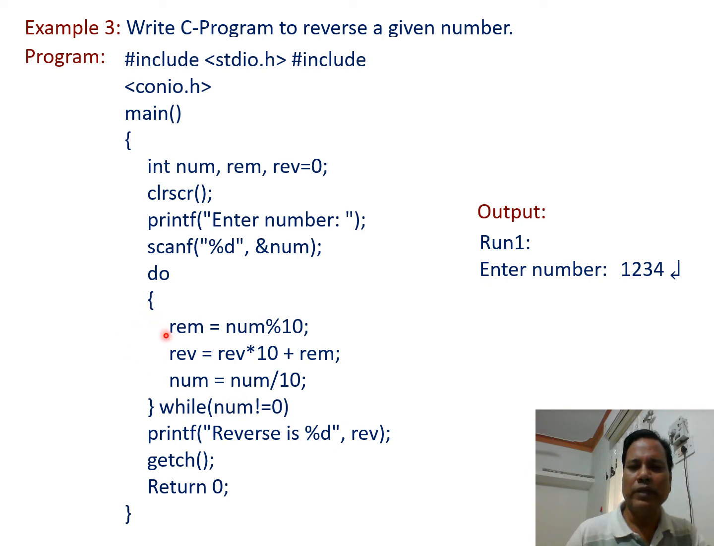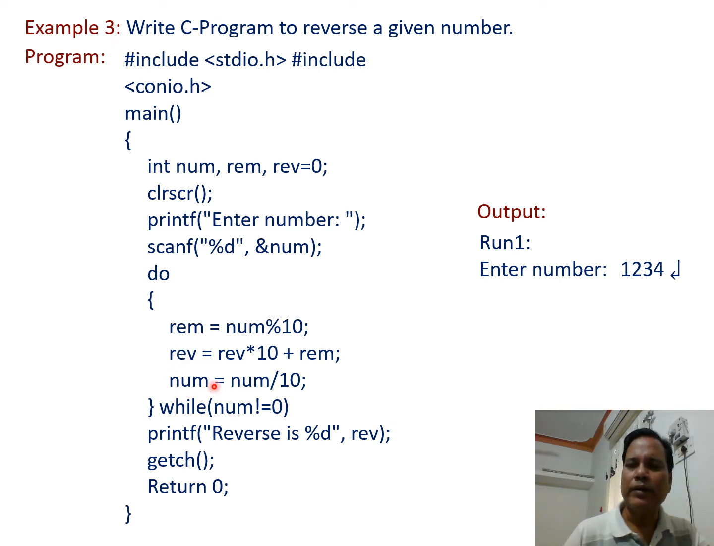So again we execute the body of the do while loop. The second time we separate the 3, and when we run the second statement in the do while body, rev * 10 + remainder. The value of rev is 4, so 4 * 10 is 40, plus 3 is 43. 43 is assigned to the left side variable rev.